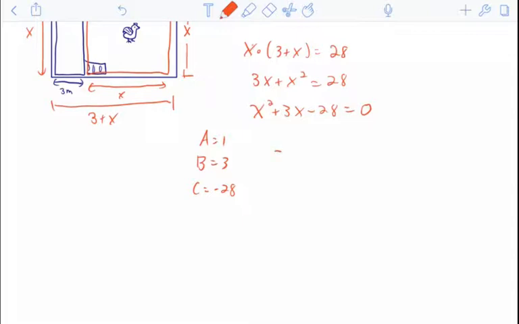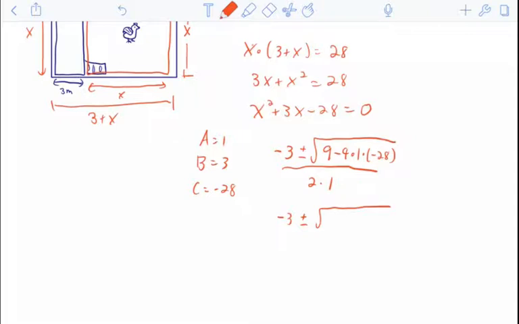So it's minus b plus or minus the square root of b squared minus 4 times a times c, all divided by 2 times a. Let's simplify this. Get out my calculator. 9 plus 28 times 4 is 112. Why is it a plus? Why isn't it a minus? Remember, there's a negative sign here and a negative sign here, so it becomes positive.